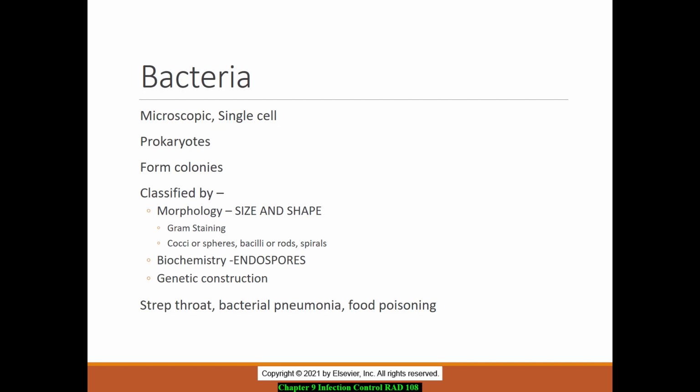Some bacteria require oxygen to grow, and they're called obligate aerobes, while others will not grow in the presence of oxygen, which are called anaerobes. Some bacteria can adapt and grow under aerobic and anaerobic conditions.